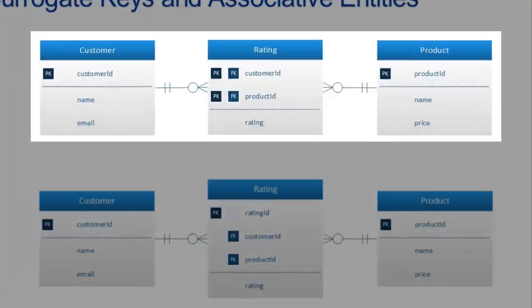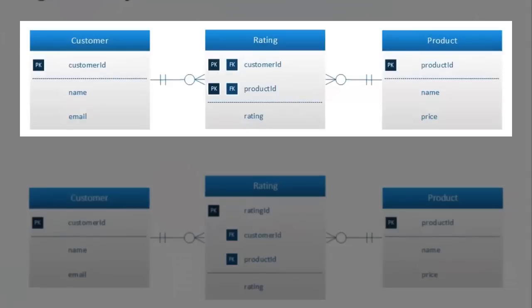In this first example, we have a situation where we would like to allow our customers to provide ratings for the products that we sell. This is a many-to-many relationship, such that, conceptually speaking, a customer should be able to provide ratings for many products, and each product should be able to be rated by many different customers.